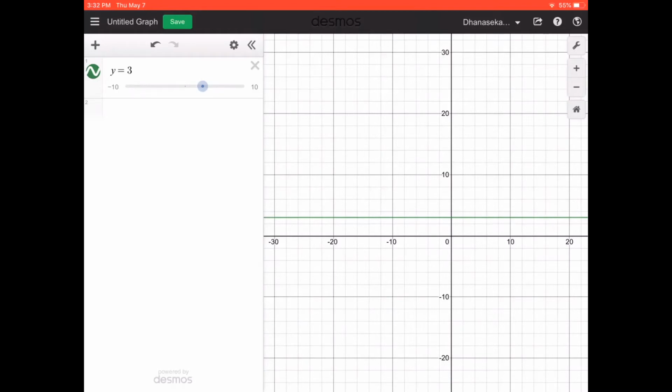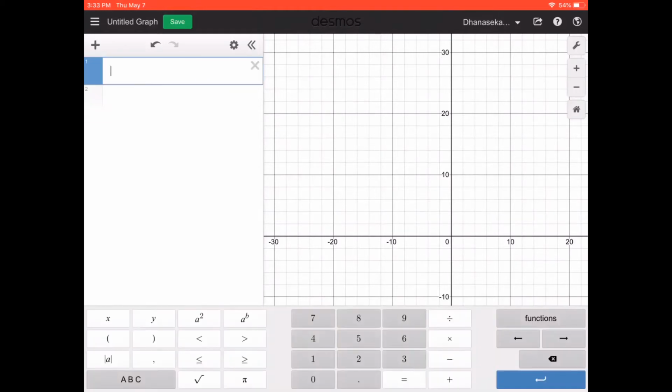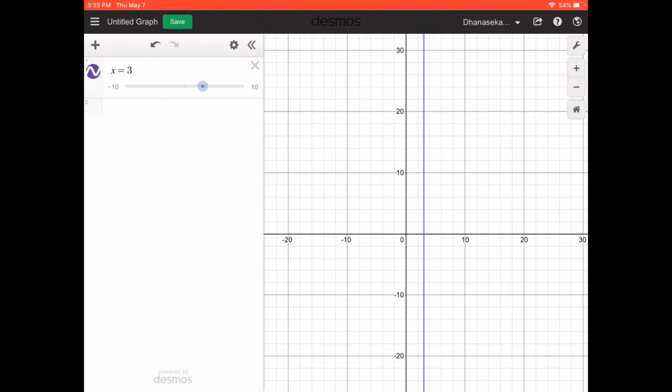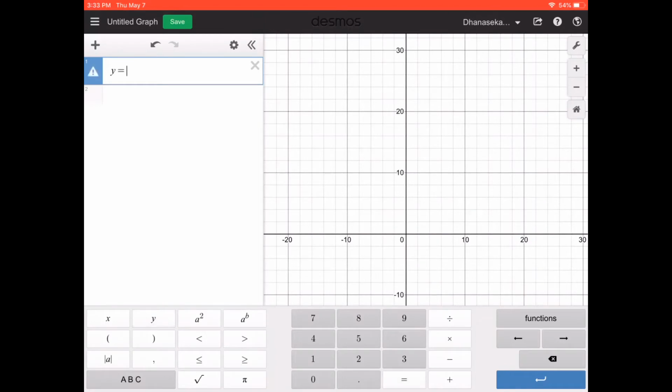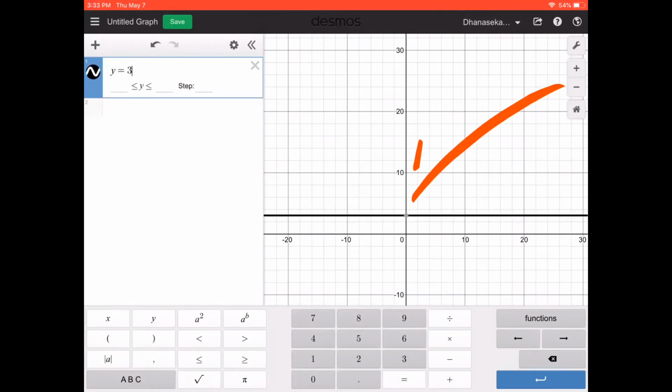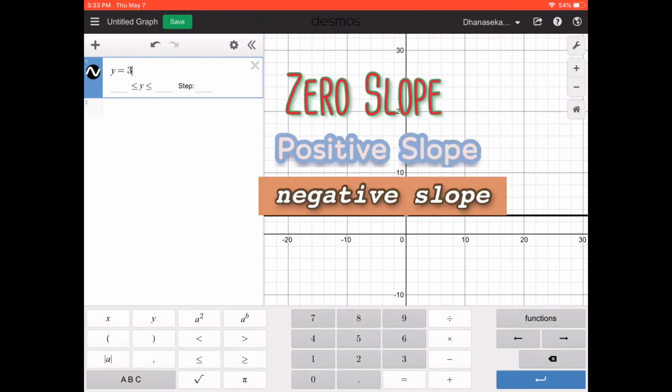It can be on the y-axis, like this, or it can be on the x-axis, like this. Sorry, the line is actually intersecting with the x-axis, that's better, and if I do y equals 3, that intersects with the y-axis. So that's basically zero slopes, positive and negative slopes, and basically what slope is.